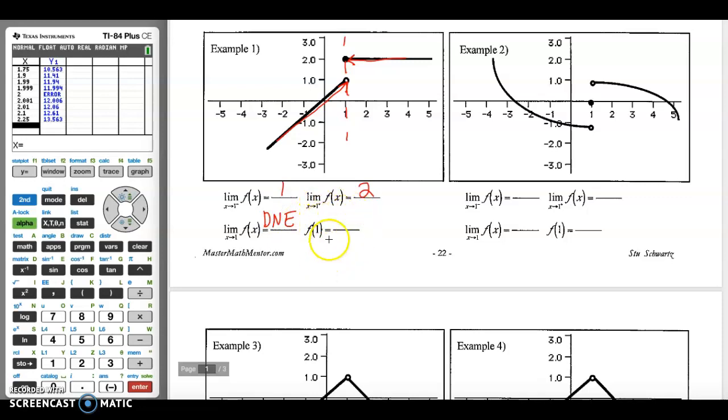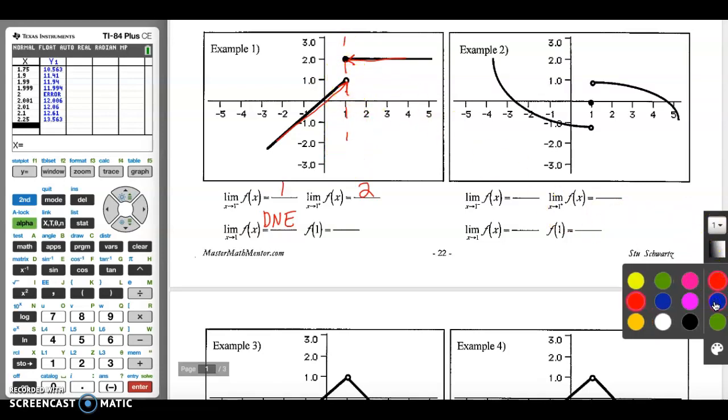Last but not least, you can always find the value of your function at a particular point. So these were limits, that's just getting infinitely close to 1. Actually, at 1, where do I have a closed circle, or a dot on my graph? It would look like the actual dot, the closed circle, is right here. So just making that a different color, that's where the actual dot is. So I would say that f of 1 equals 2.